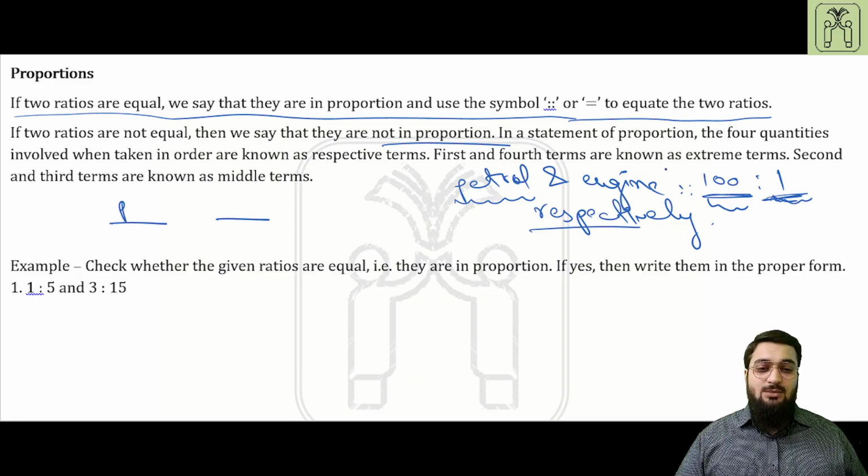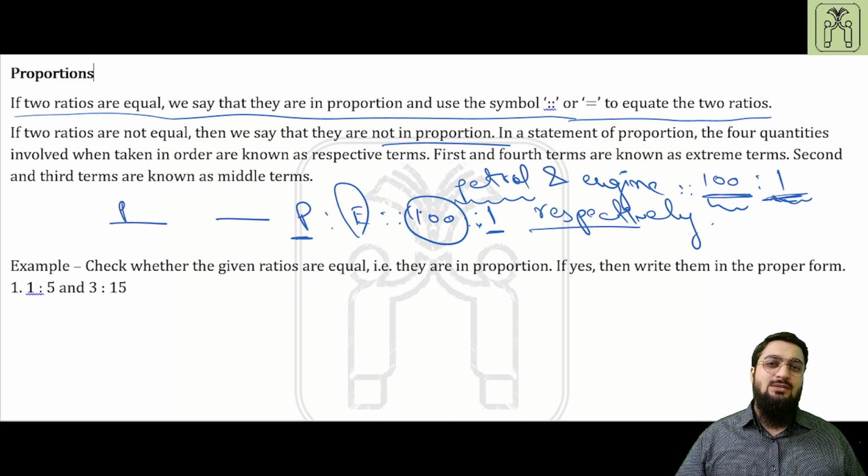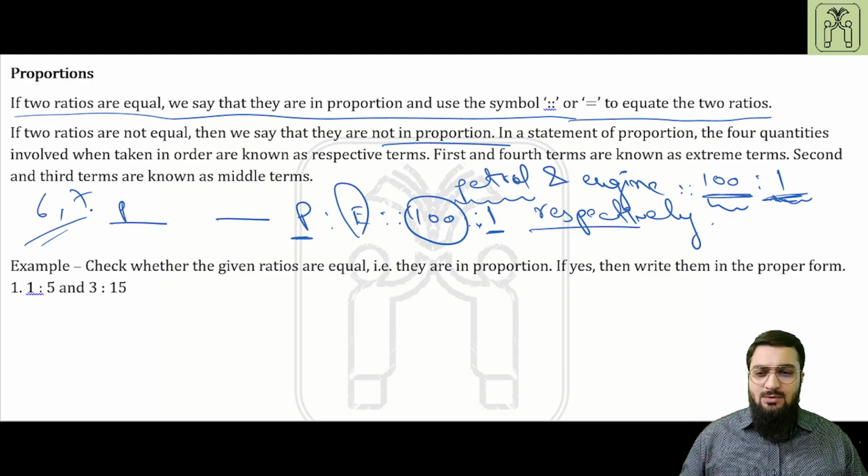First and fourth terms are known as the extreme terms. Second and third terms are known as the middle terms. So if we write P is to E, then the equals sign, and after that 100 is to 1, then these will be the extreme terms and these will be the middle terms. This is not something very technical or to be remembered for very long, but you just need to remember it for class 6th and 7th. After that, it will not be generally used as a keyword in a question.